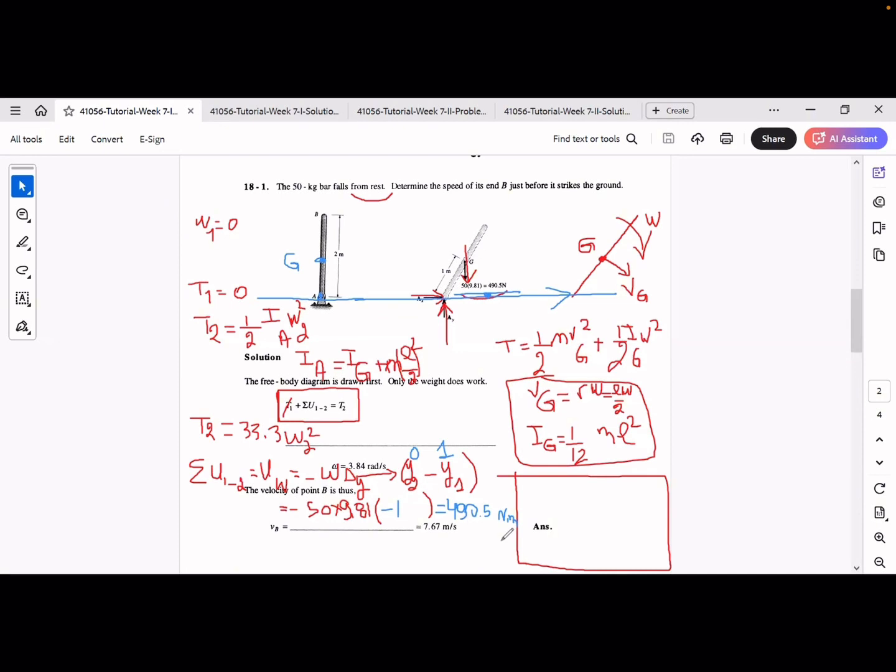Now I get to apply the equation. I'm going to show you the solution now because we are running out of space here. I want to delete all of these.